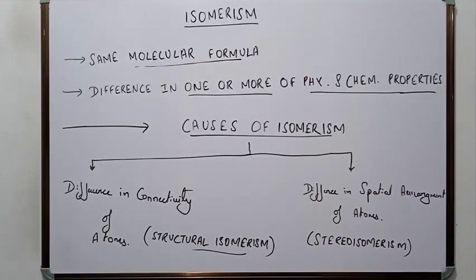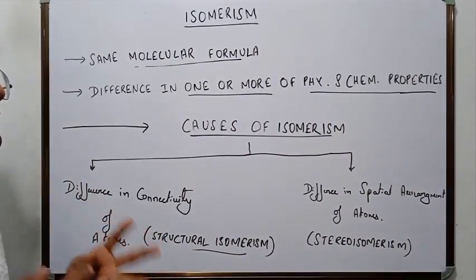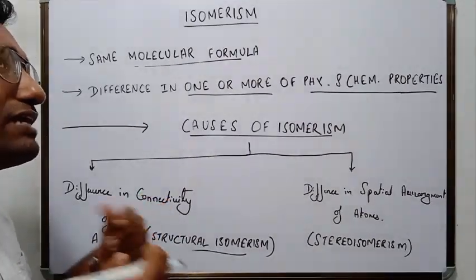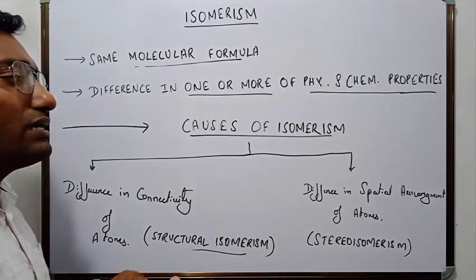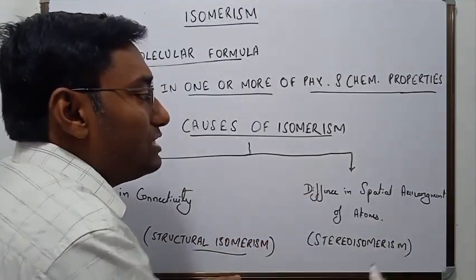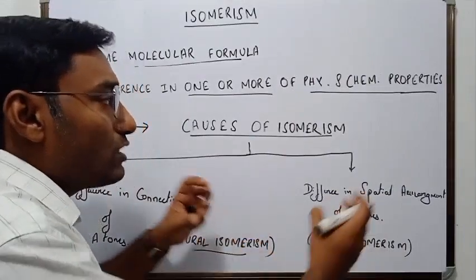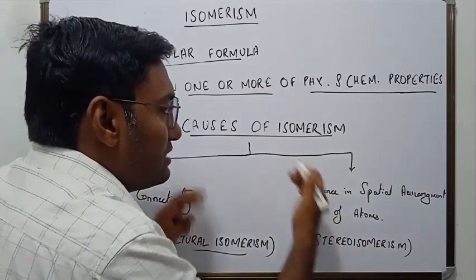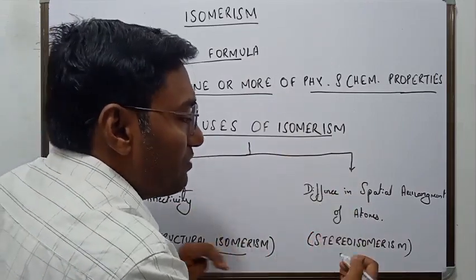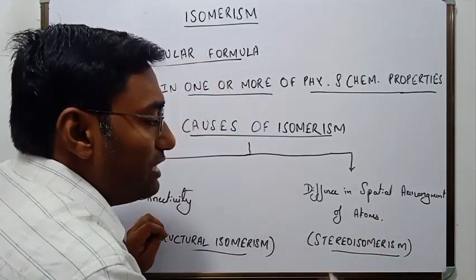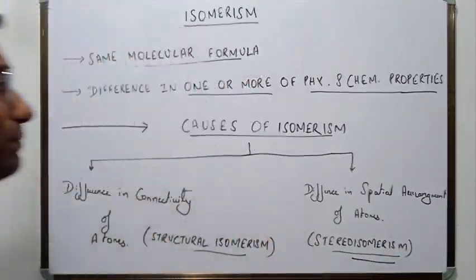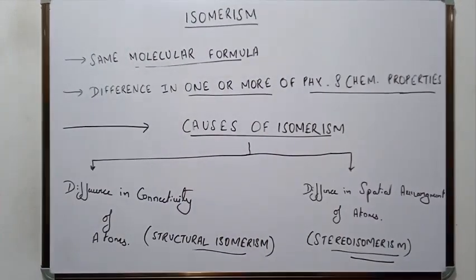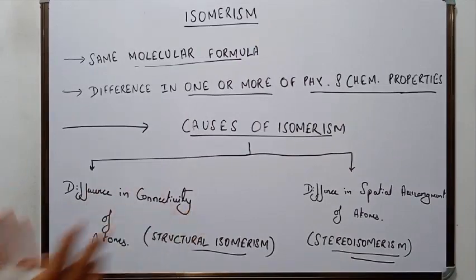Another reason for isomerism is that the connectivity may be the same, the way the atoms are arranged in the molecule or connected to each other, but the spatial arrangement, the way these atoms or atomic groups are oriented in space, may be different. Such isomers are specifically referred to as stereoisomers, and the phenomenon as stereoisomerism. So these are the two kinds and causes of isomerism.